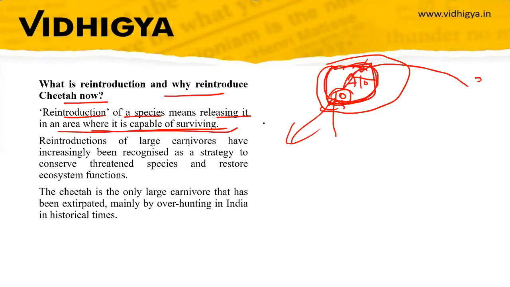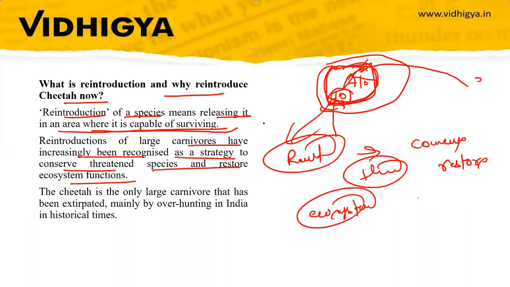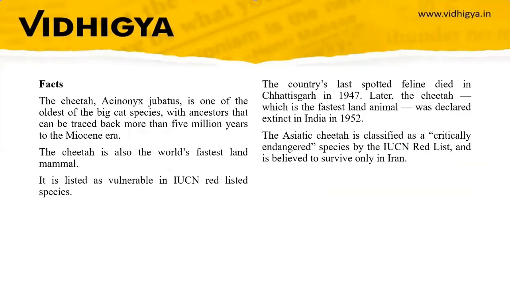Reintroduction of large carnivores has increasingly been recognized as a strategy to conserve threatened species and restore ecosystem function. So reintroduction is one of the strategies to conserve threatened species and restore the ecosystem function. How it will happen is not important. However, what is important is that you remember the importance of reintroduction and the action plan for introduction of cheetah in India.